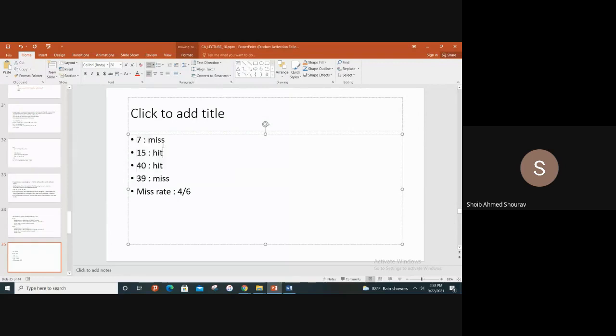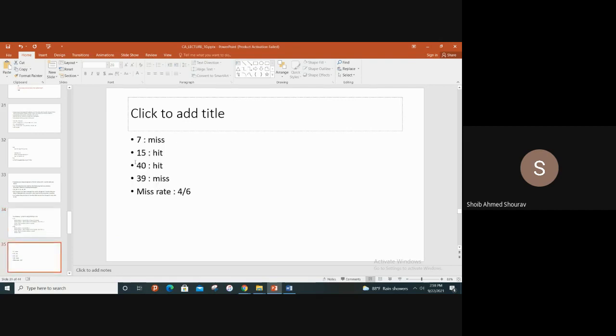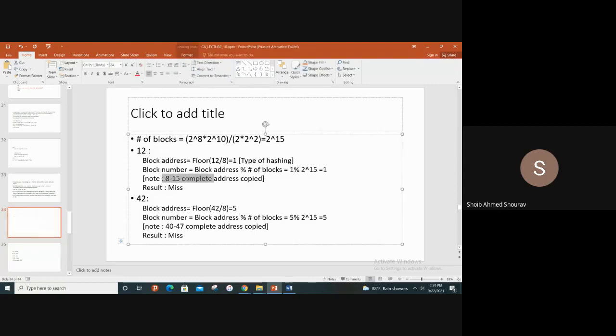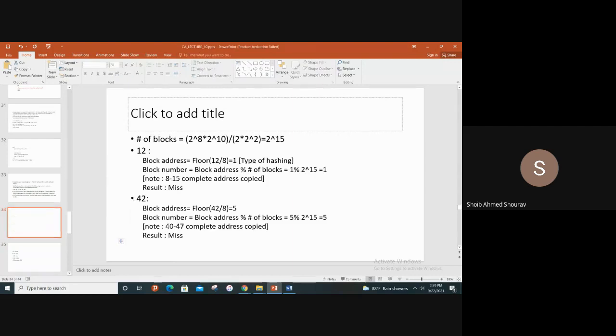Now, can you explain this to me? For 7, it is a miss. For 7, we copy from 0 to 7. That is a miss. If we find out the block address, we'll be able to see for 7 it is a miss. Can you please tell me why these two are hits? Because 12 got this from the 15 copy, and this 40 hit is because of this memory copy, right? Please respond.